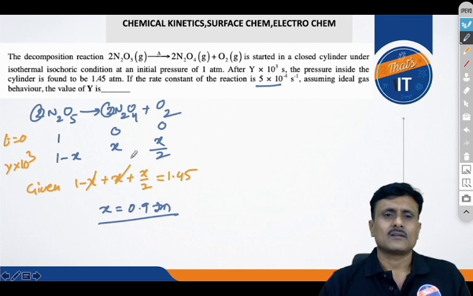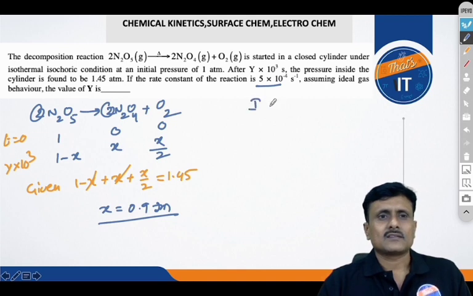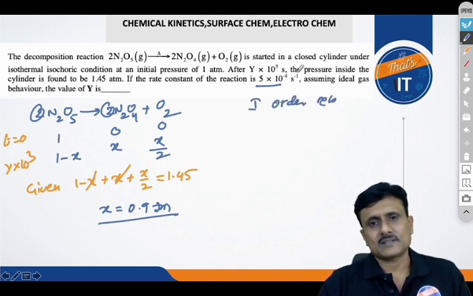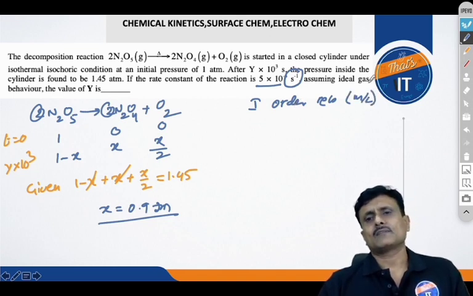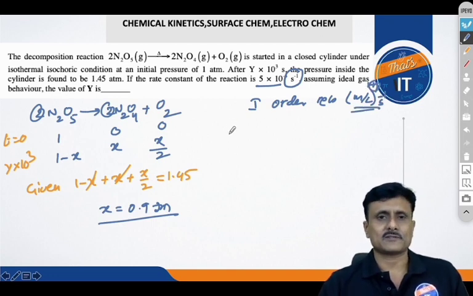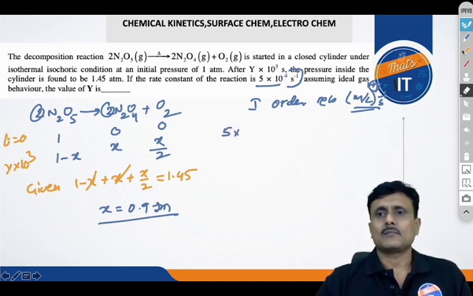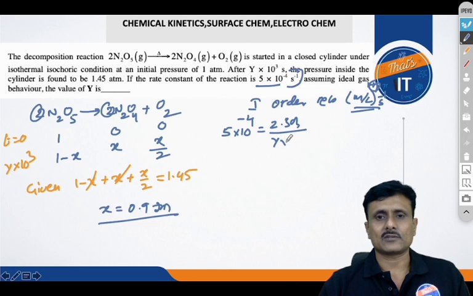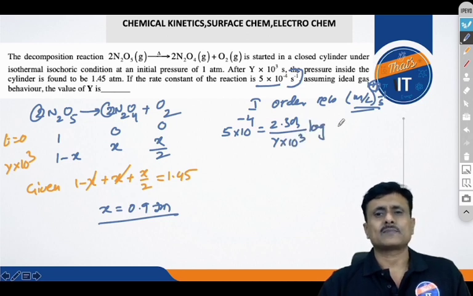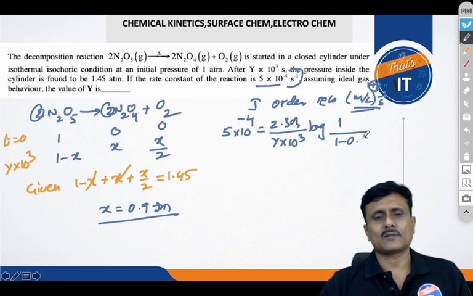Okay, time. So you know that this is a first order reaction based on the units of the rate constant mentioned as per second, that you know that mole per liter whole power 1 minus n, second inverse is the unit. So you can make out here that n is equal to 1. So for the first order reaction, the rate constant 5 into 10 to the power minus 4 equal to 2.303 divided by time, which is Y into 10 power 3, log of initial pressure by final pressure, which is 1 by 0.9. So you have to find the value of Y.